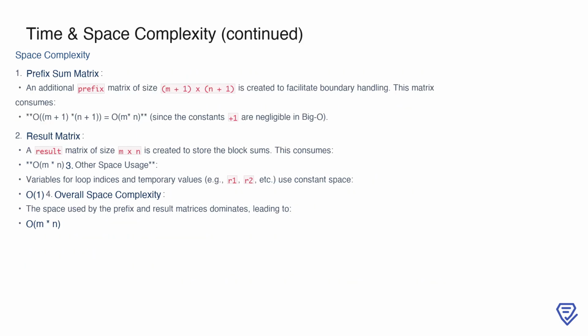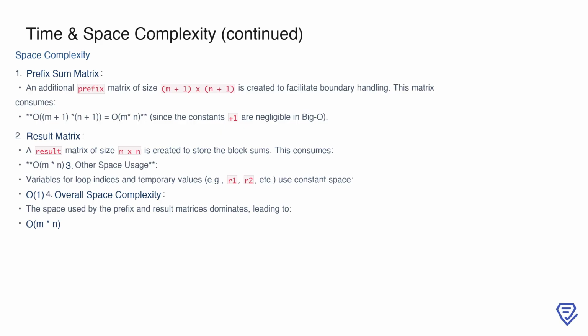The space complexity of our solution is primarily determined by the additional matrices we use. First, we create a prefix sum matrix, which is slightly larger than the input matrix, having dimensions m+1 by n+1. This is done to simplify boundary handling during calculations. While the constants added by the extra row and column are negligible in big O notation, the space required scales with the size of the input matrix, leading to a complexity of m*n.